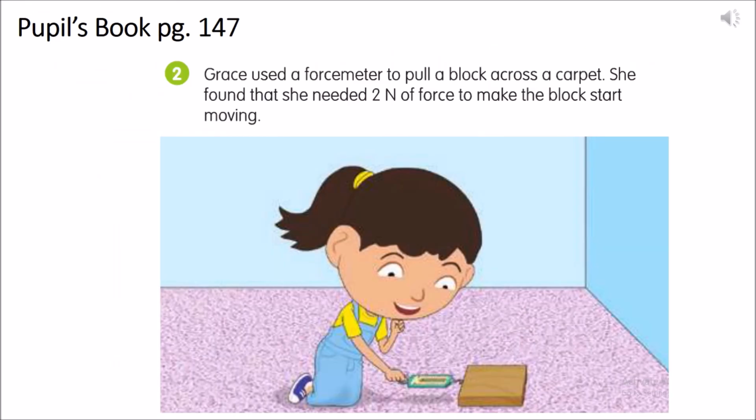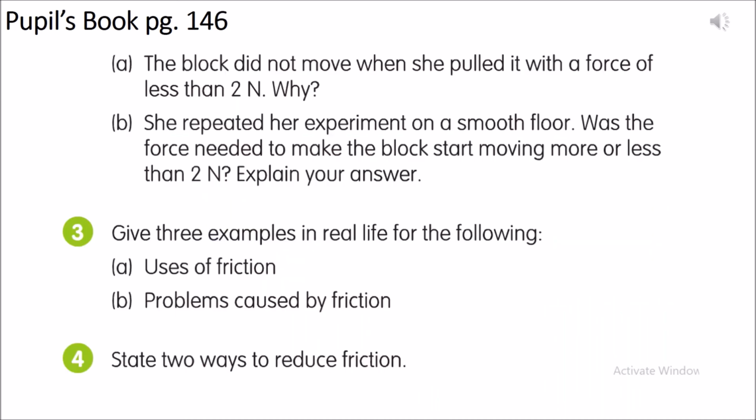And 2. Grace is using a force meter to pull a block across a carpet. She found that she needed 2 newtons of force to make the block start moving. So this is 2 newtons on a carpet. The block did not move when she pulled it with a force of less than 2 newtons. Why? This one is very, very tricky and hard. Let's see who can get this one. Why did it not move when she didn't apply enough force, less than 2 newtons?